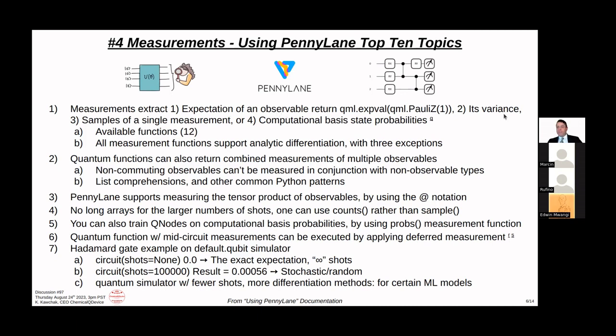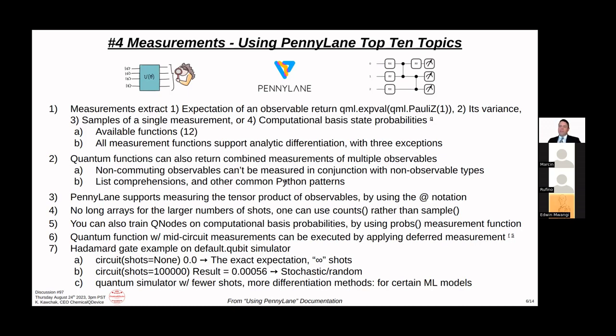Number 2 is its variance. Number 3, samples of a single measurement. Number 4, computational basis state probabilities. So there are 12 of these functions available, and all measurement functions support analytic differentiation with 3 exceptions. And this is typically specific to simulators with analytic differentiation, a type of machine learning you could do on quantum simulators. And then they can also return combined measurements of multiple observables.